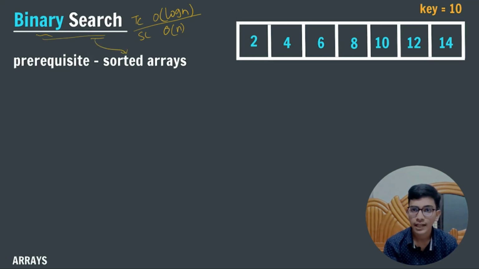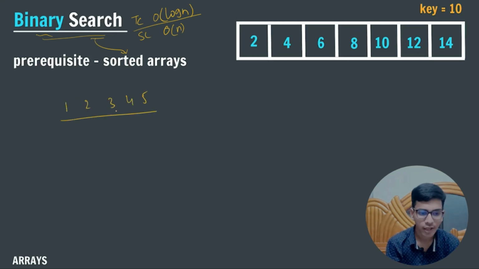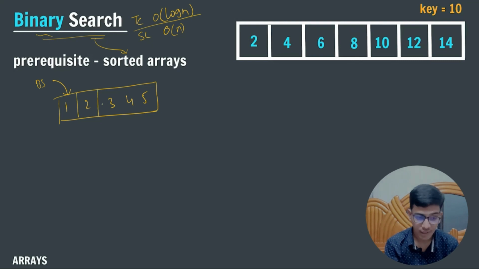It means that the array which is provided should be in increasing order or in decreasing order. Let us consider that there is an array 1, 2, 3, 4, 5. Then we can apply binary search to this array because it is sorted in ascending order. So the elements are increasing line by line, so we can apply binary search here.